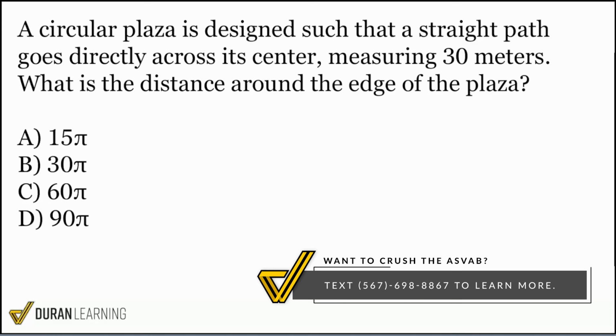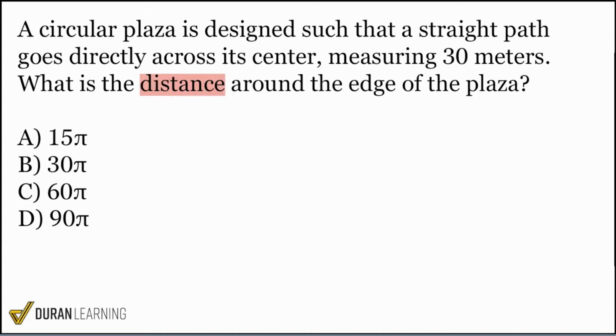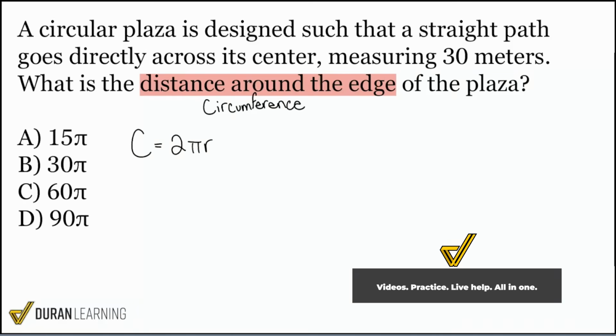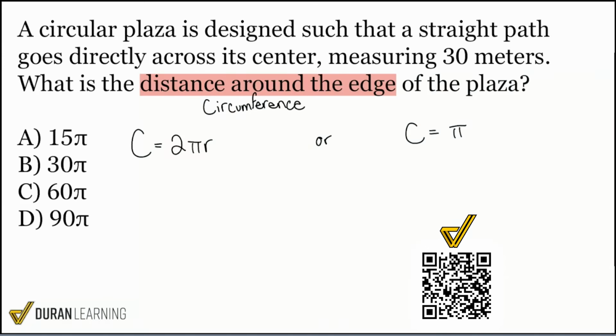Go ahead, point out the goal of the question. Yeah, that big word that we might want to really pay attention to is going to be distance. Absolutely. But then when we put it all together, what is the distance around the edge of the plaza? That makes us think what again? When it comes to circles, yeah, circumference all day. So once we understand that, there are 2 formulas I can use. We can say that we have 2 pi r, or we can use pi times d.